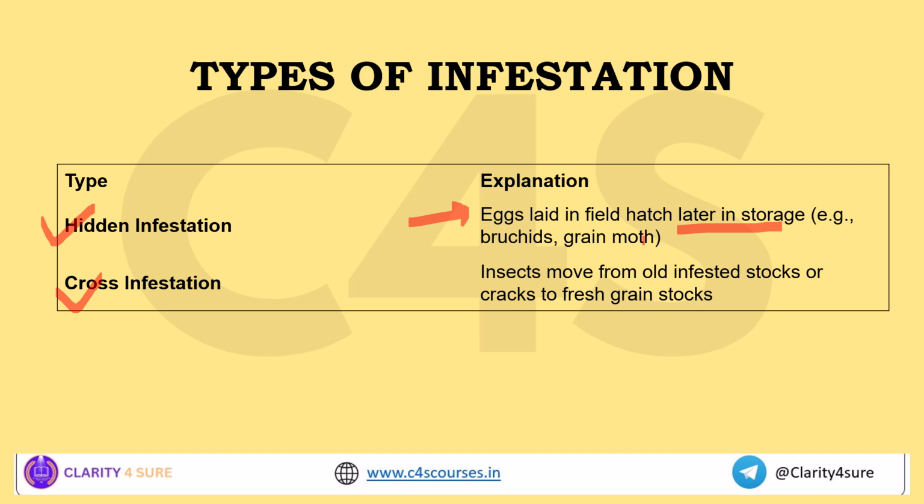The next is cross infestation. In cross infestation, the insects migrate from infested storage bags, bins, or surrounding areas to new stock. This is called cross infestation. Okay, moving on.